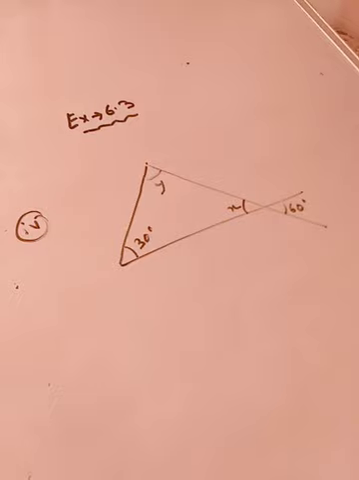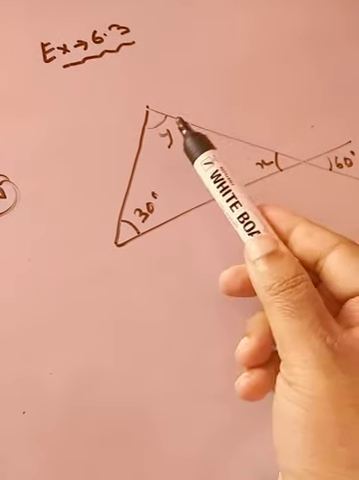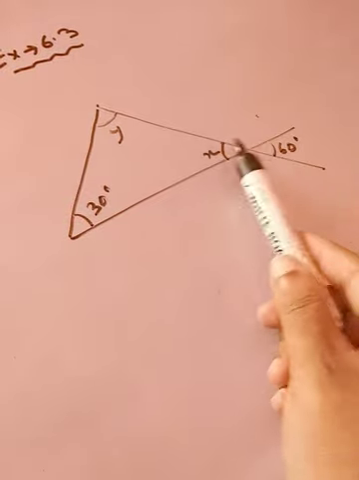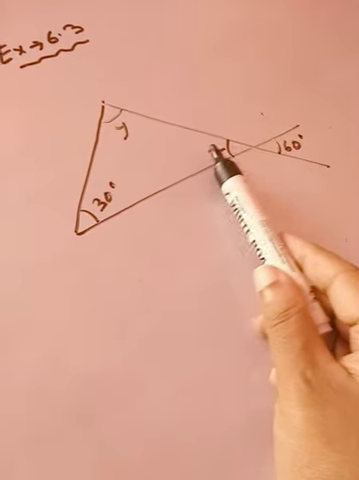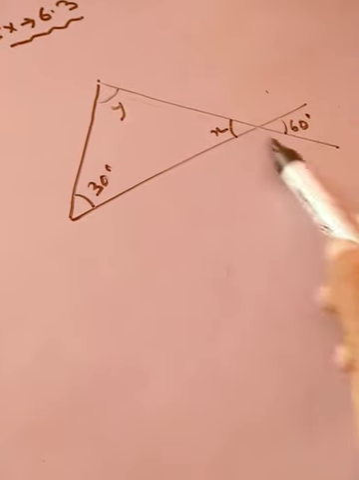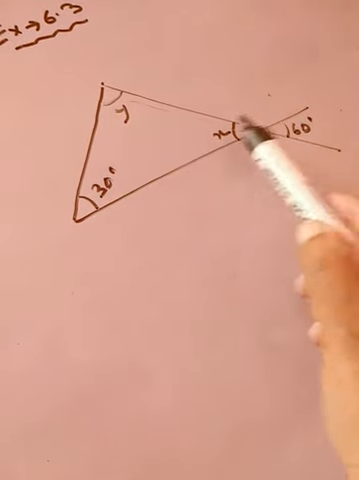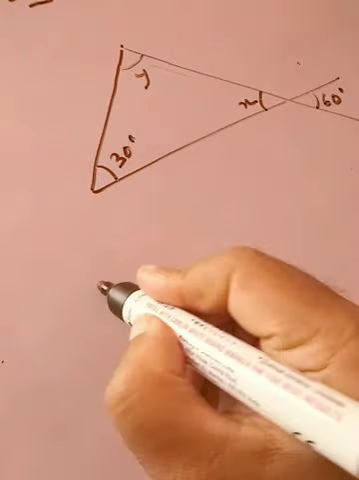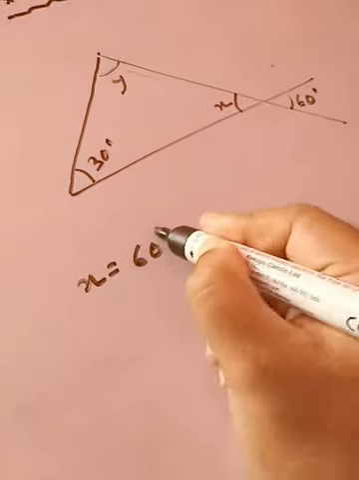This is sum number 4, students. Now again we have to get the value of x and y. Now we have some relation with x and 60 degree. What is the relation? Can you just identify? Yes, it is vertically opposite angles. See, these two lines are intersecting out here, so the opposite angles would be vertically opposite to each other. So the first thing we'll write is x is equals to 60 degree.